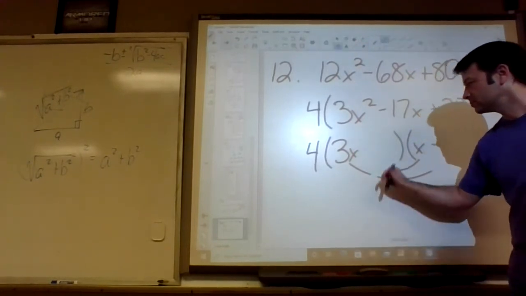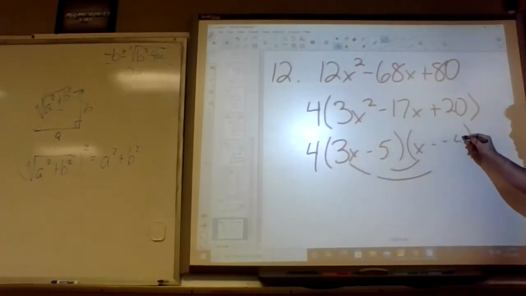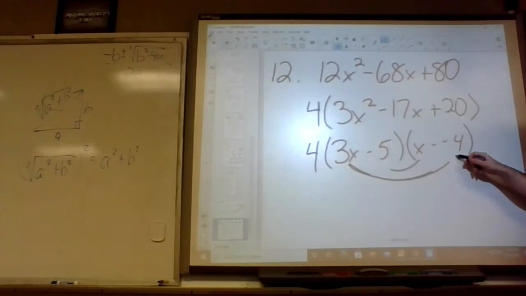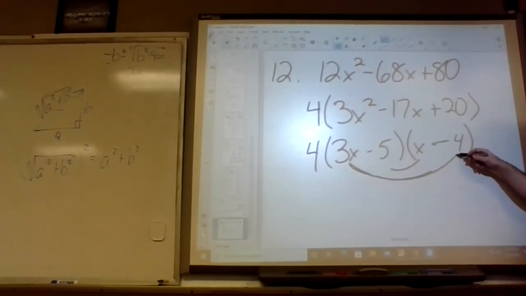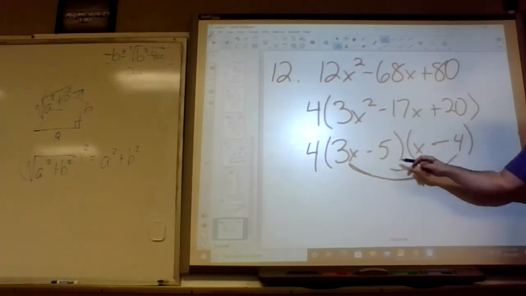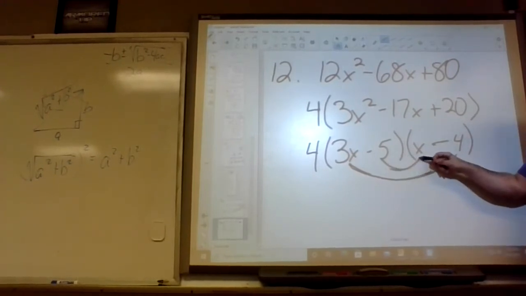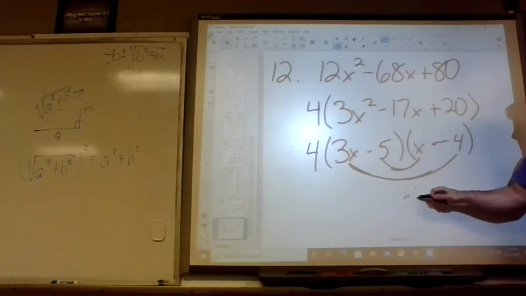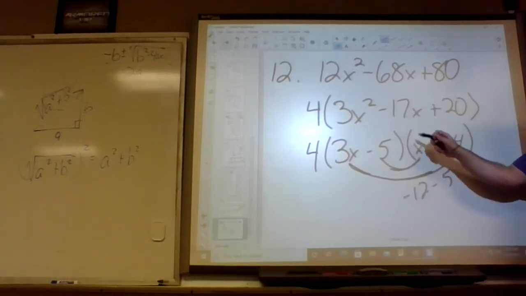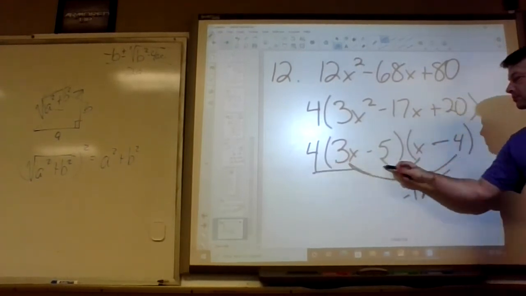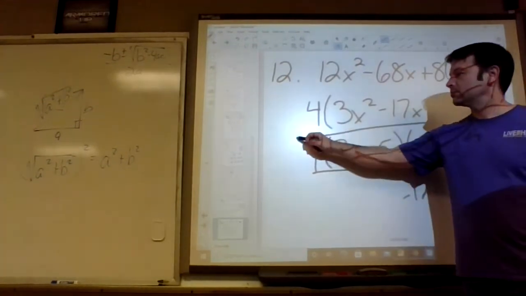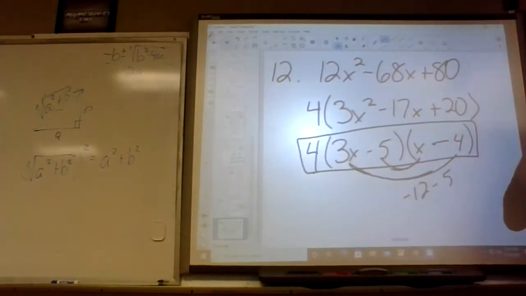So minus 5, minus 4. Hey, now, not minus 4, that's plus. Now what's the outside? Minus 20. 12 minus 5 is 17. Minus 17. I almost read it and researched a 4 outside.